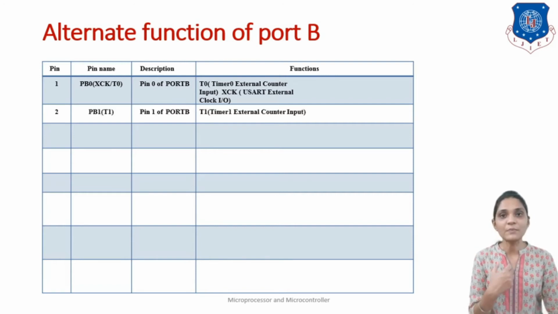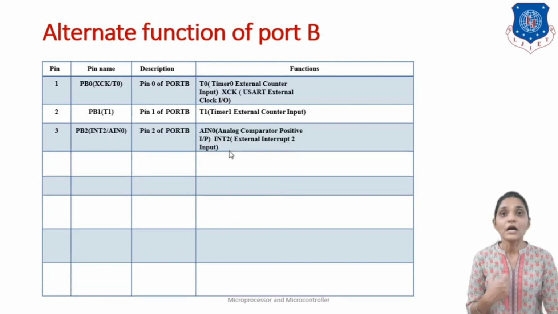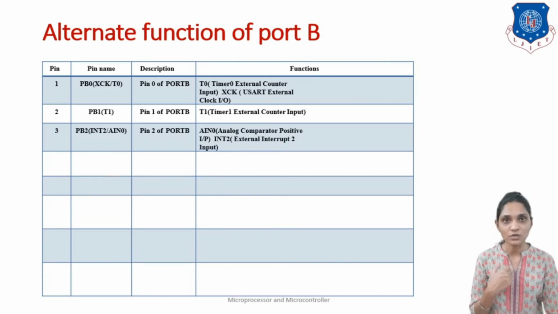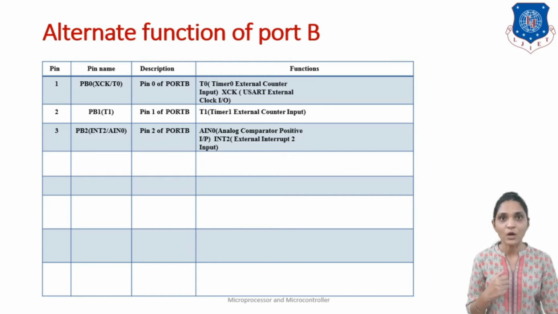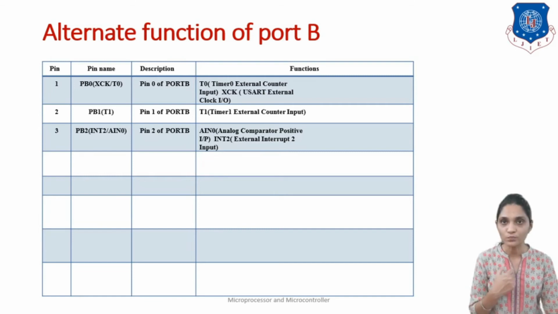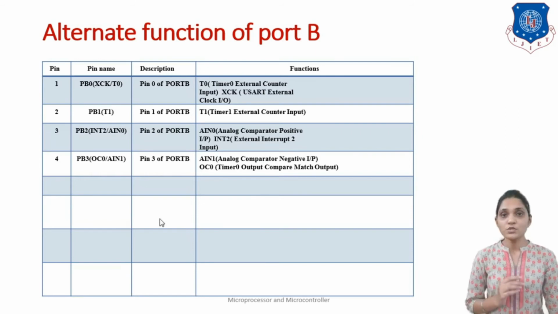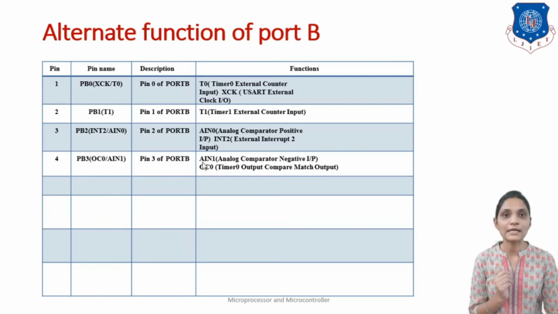Port B pin number 1 can also be used as timer 1 external counter input. Pin PB2 can also be used as AIN0, that is the analog comparator positive input, or you can use it as INT2, that is external interrupt number 2. Okay, that is the input. We can use pin PB3 as an input output pin, or as AIN1, that is the analog comparator negative input, or as timer 0 output compare match output, that is OC0. So this is the dual functionality.